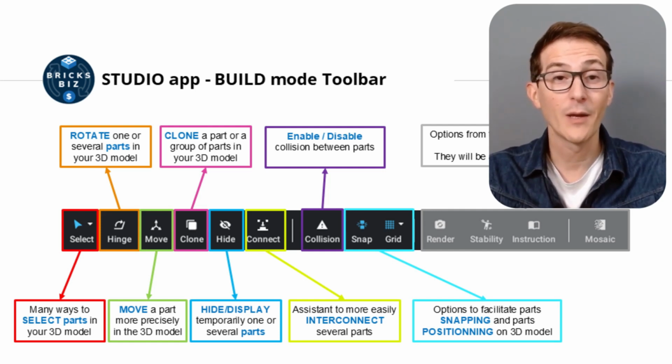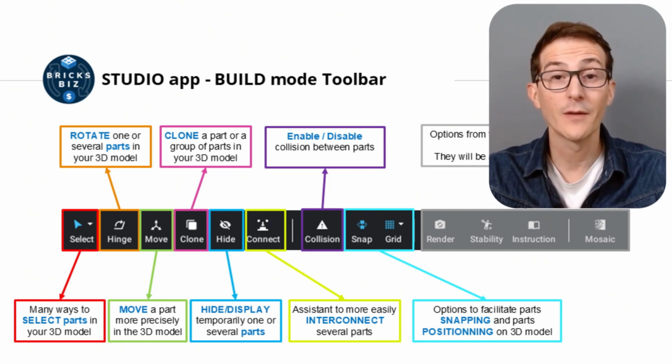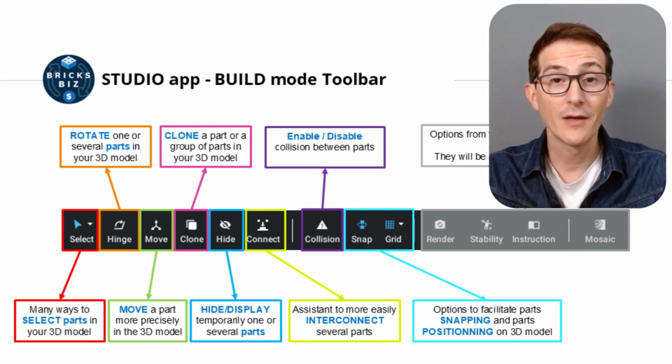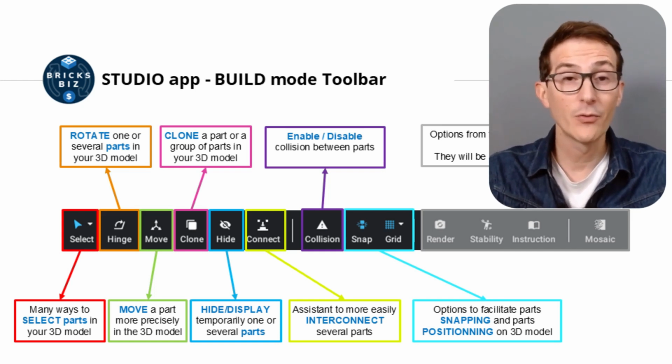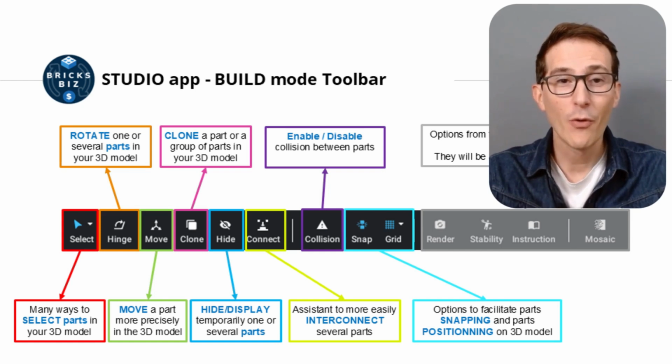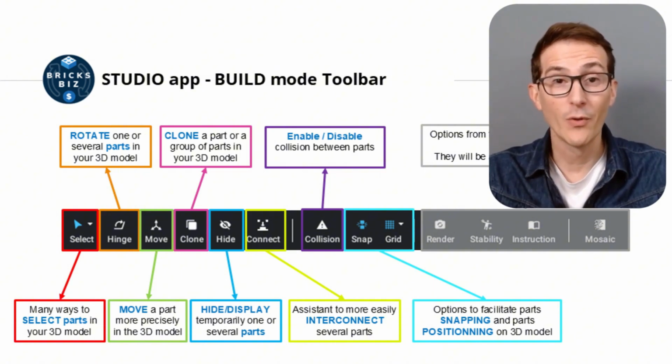Then you have the Hide option, which lets you temporarily hide or show one or more parts in the 3D model. The Connect option will then allow you to interconnect certain parts more easily. After the action buttons, there are a few configuration buttons. The Collision button will allow you to activate or deactivate the collision between parts. Studio will give you a visual indicator when two parts overlap in a way that is impossible with real LEGO bricks in real life. The Snap and Grid options will make your life easier when positioning parts on the 3D model.